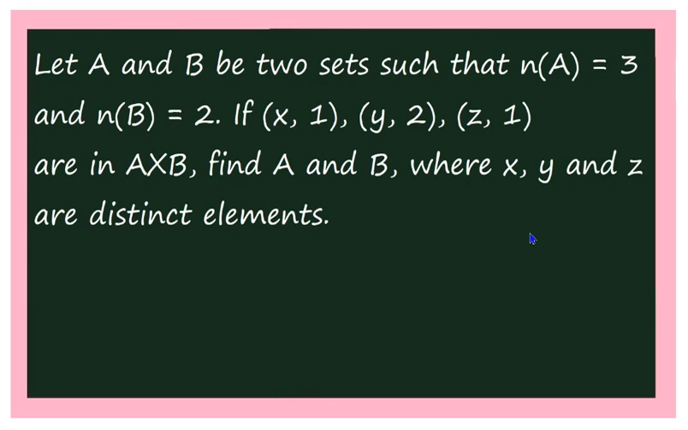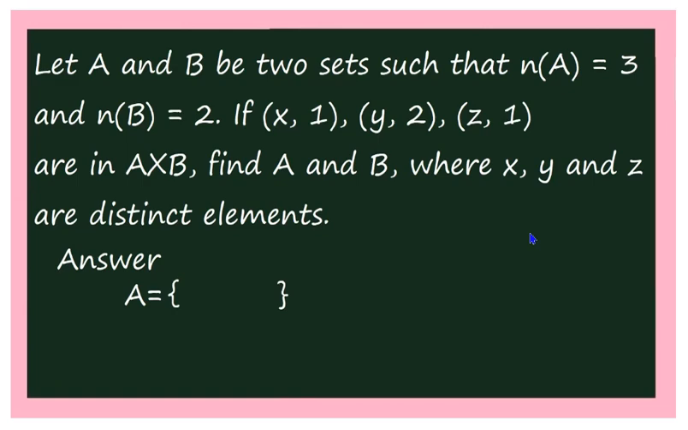It is very simple. Here n(A) is equal to 3 is given, and n(B) is equal to 2 is given. And we have to find the elements in the sets A and B. Here use this result. Three elements of A cross B are given. And what are the first elements of the given elements of A cross B? x, y, z. And you got three elements.